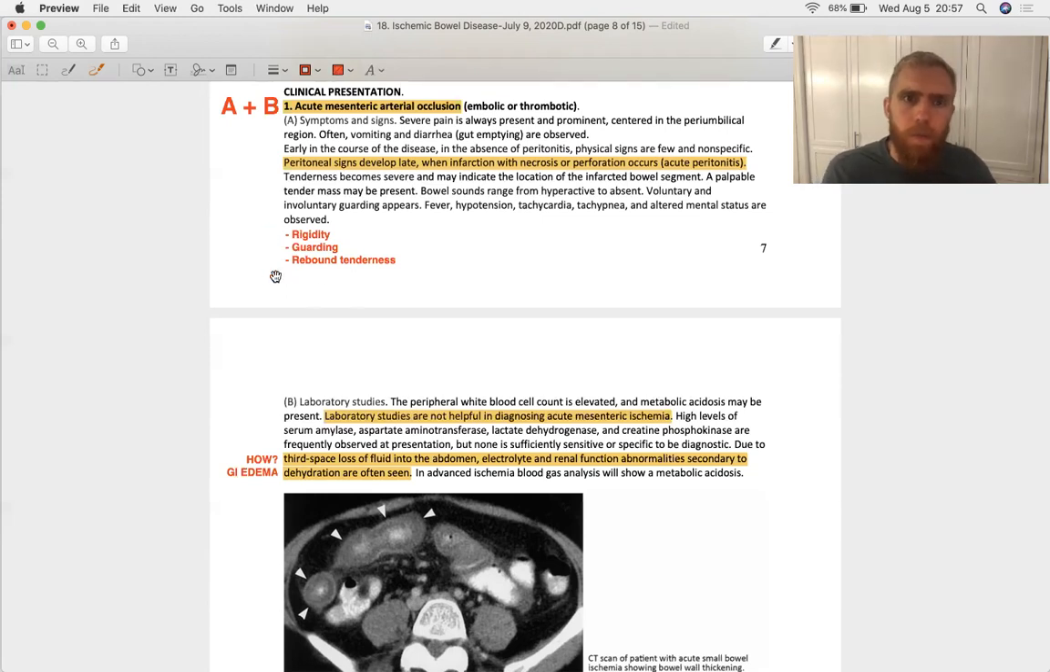So acute small bowel arterial occlusion. They kind of lump together the embolus and the thrombus in this section. Vomiting and diarrhea are going to be your first couple of symptoms. Bowel's going to go spasmodic almost, but then it's going to run out of ATP and it's going to go flat. And that's when bowel sounds can transition to being absent.